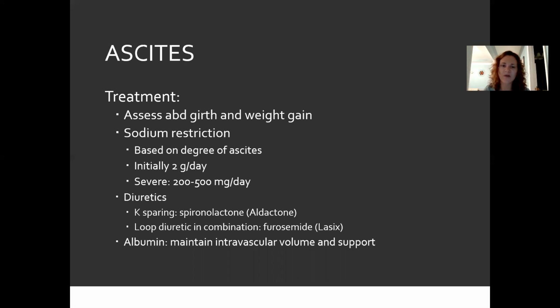Diuretics that we can give them: potassium-sparing diuretics are spironolactone or Aldactone. They will diurese and not pee out their potassium. Loop diuretics do pee out potassium, so when we give furosemide, Lasix, we talked about this in heart failure in the cardiac section, when you're peeing out fluid with Lasix, you're also peeing out potassium, so we would want to be aware of that. And then we also want to give IV albumin back to them to maintain their intravascular volume and support their blood pressure and volume status.